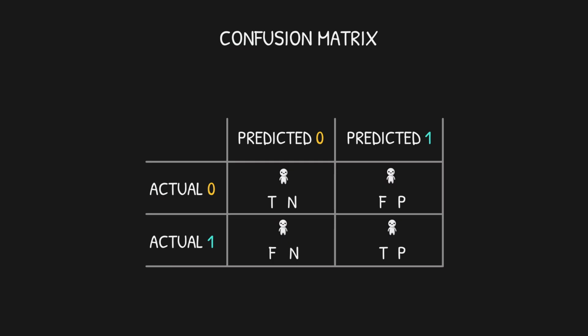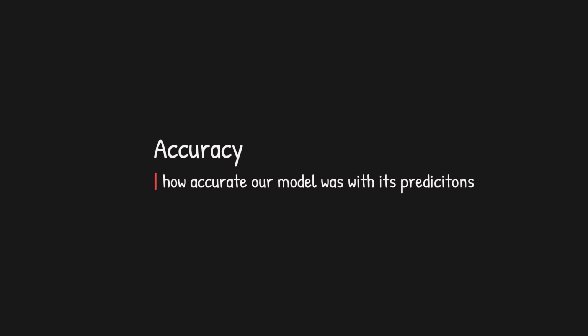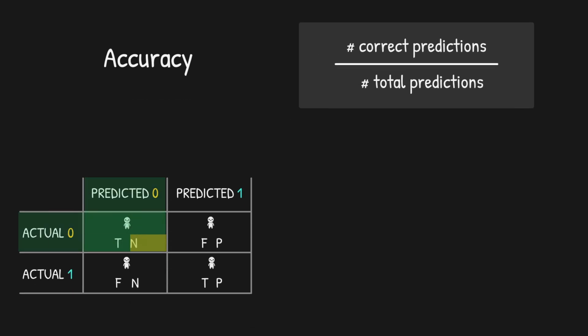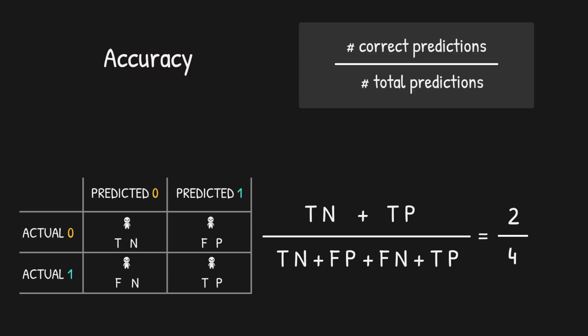Now that we've constructed the confusion matrix, we can actually move to the metrics used to assess this model's performance, starting with accuracy. Accuracy simply says how accurate our model was with its predictions, and it is the total number of correct predictions divided by the total size of the testing set. In other words, the total predictions. From the confusion matrix, that will be the true negatives plus the true positives divided by all of those cells. In our case, the accuracy is found to be 2 divided by 4, or 50%. In other words, our model is only 50% accurate. That is rather a low value, so we probably want to try another model.